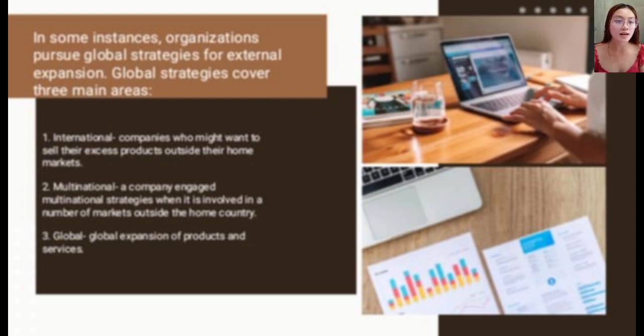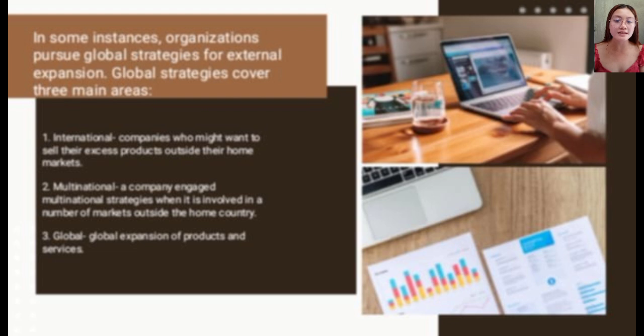And the last one nga strategy is kaning global. So global expansion of products and services. So kaning global strategies, it operates globally with a unified strategy, focusing on efficiency and standardization. And they aim to create a consistent brand experience across all markets.